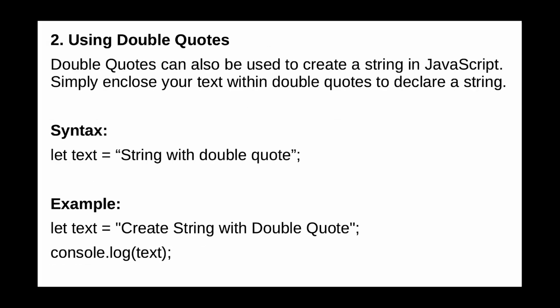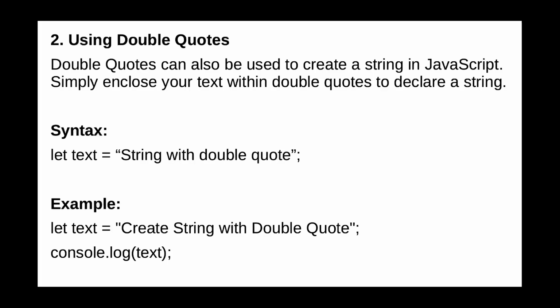And next is using double quotes. Double quotes can also be used to create a string in JavaScript. Simply enclose your text within double quotes to declare a string. Here is the syntax. We can create a text within double quotes. So this is a string using double quotes. And next is an example. So we can take one example of this using single quotes or using double quotes.